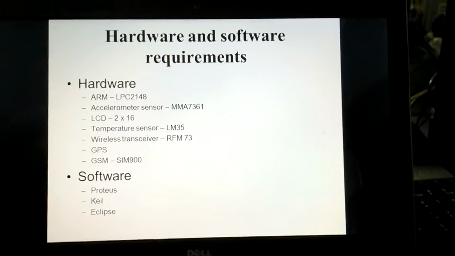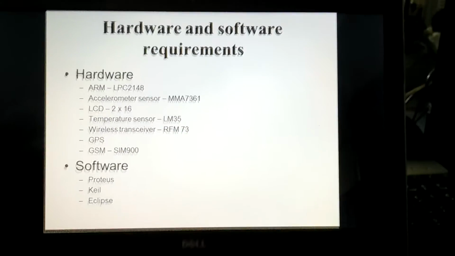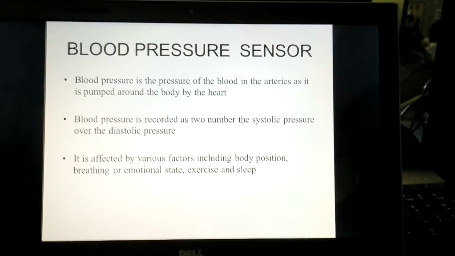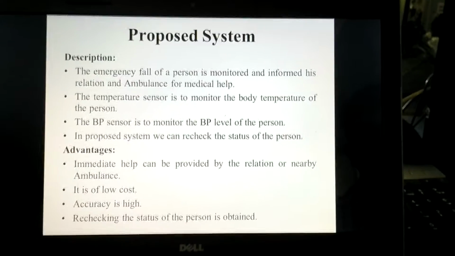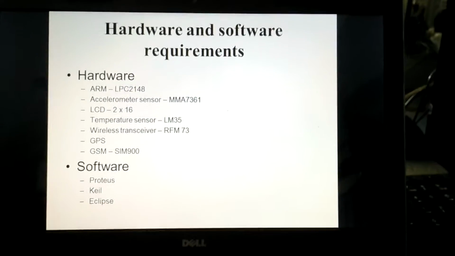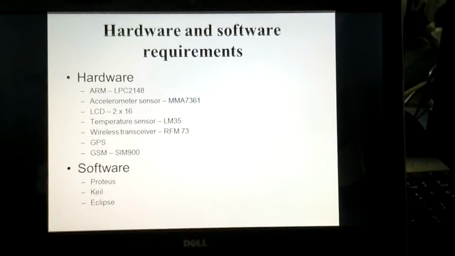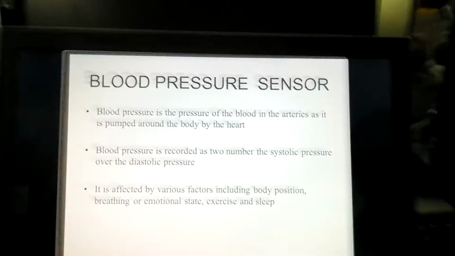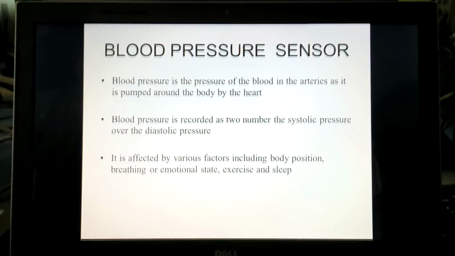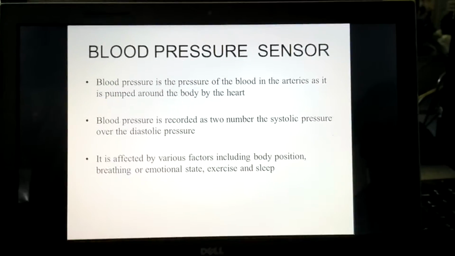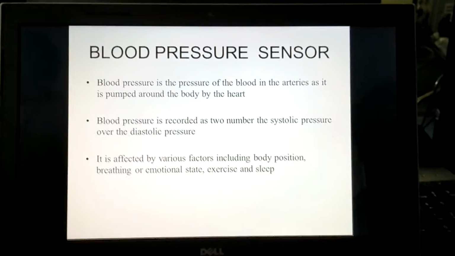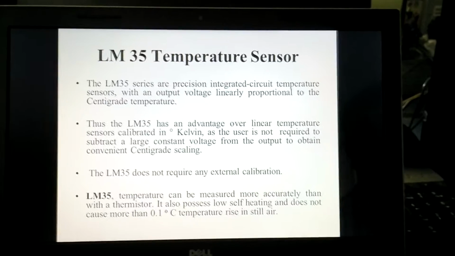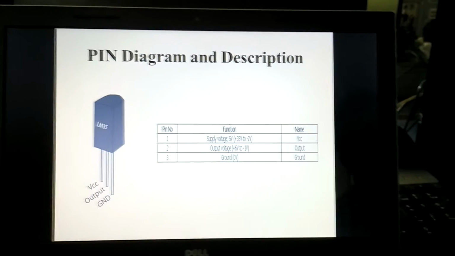The hardware and software required for this project are an ARM processor, accelerometer sensor, temperature sensor, and wireless sensor. Blood pressure sensor: blood pressure is the pressure of the blood in the arteries as the heart pumps it through. The blood pressure sensor records two numbers, systolic and diastolic. This is a normal temperature sensor, using the LM35, which records the temperature.